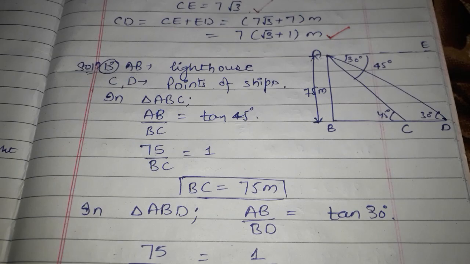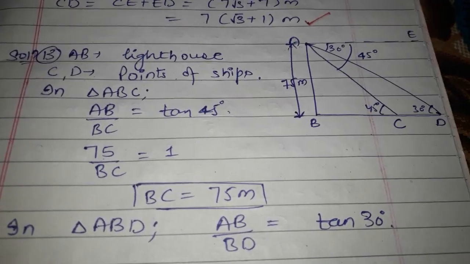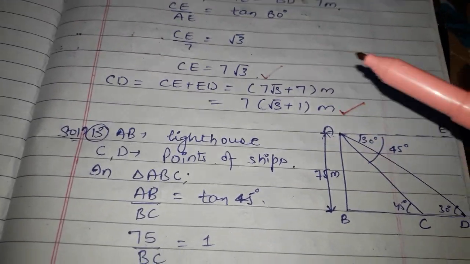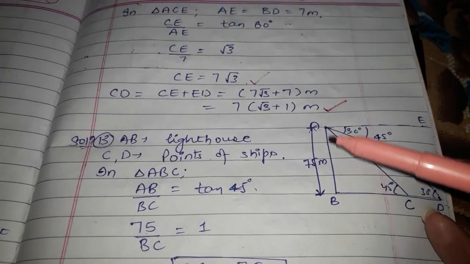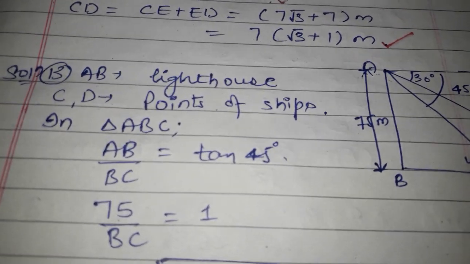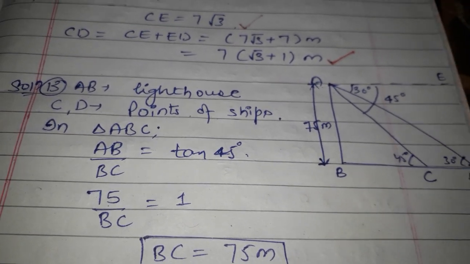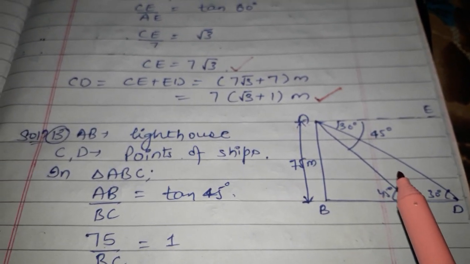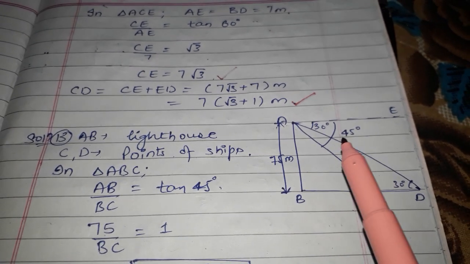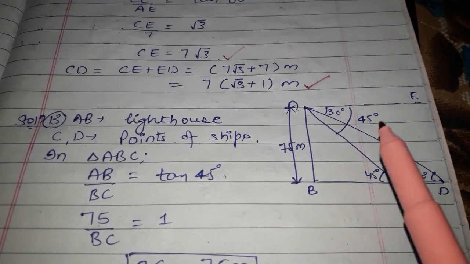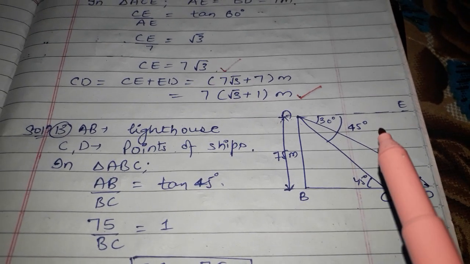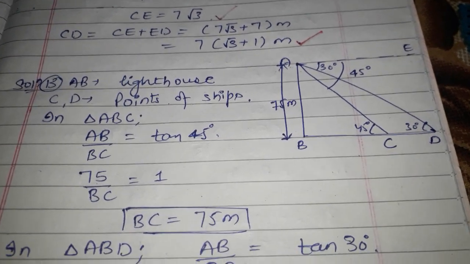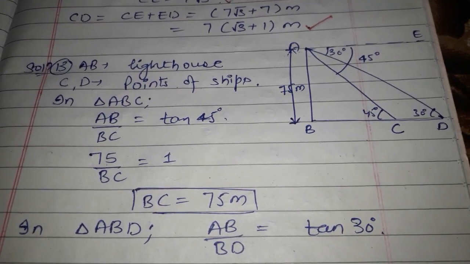Okay, next question, 13th question. An observer is at the top of a 75 meter high lighthouse from the sea level. This is the lighthouse. The angles of depression of two ships are 30 degree and 45 degree. These are the opposite angles which are equal. If one ship is exactly behind the other on the same side of the lighthouse, we have to calculate the distance between the ships. What is the distance between the two ships?